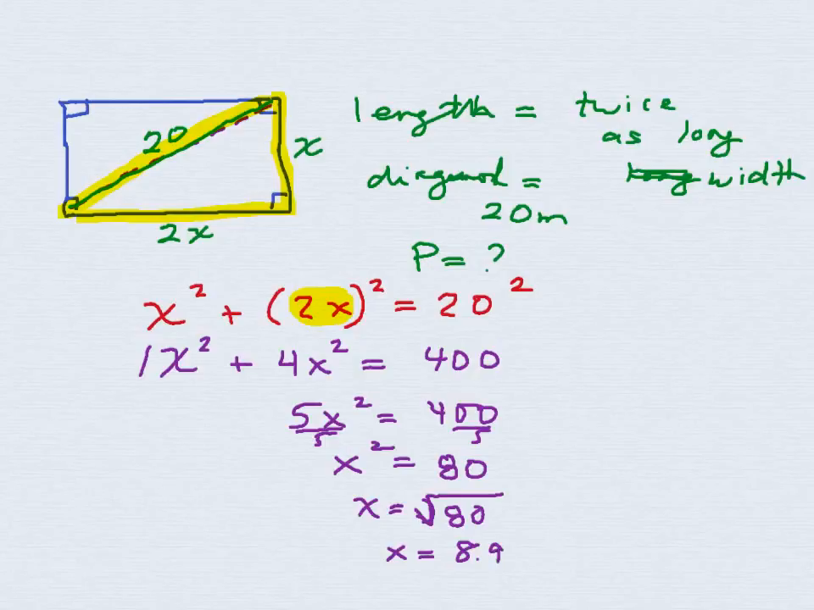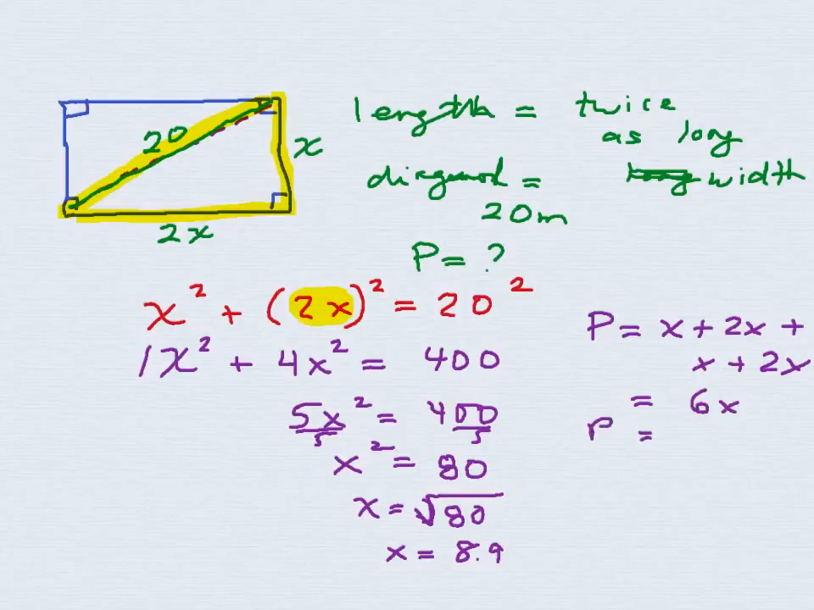From that, we need to go back and answer the question. What was the perimeter? Well, we have the perimeter of the whole field, not what I've traced in yellow, but the whole field. The perimeter would be x plus 2x plus x plus 2x, the outside edges, which is a grand total of 6 x's.